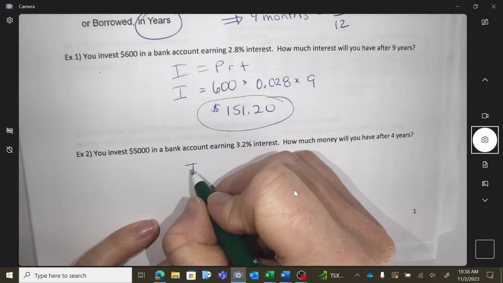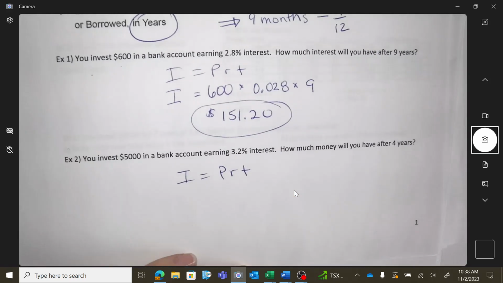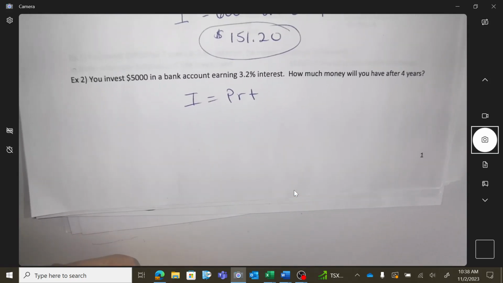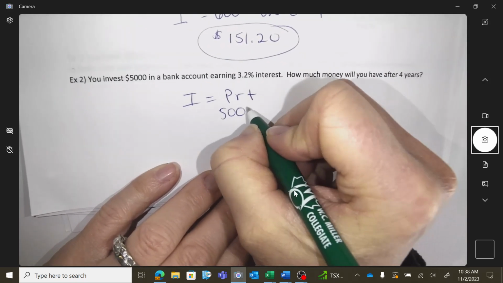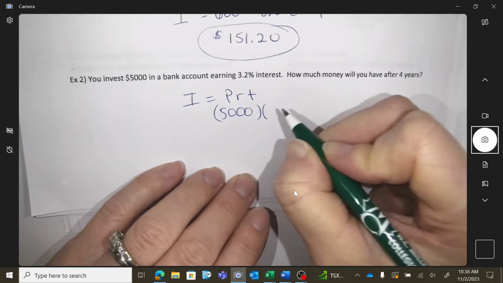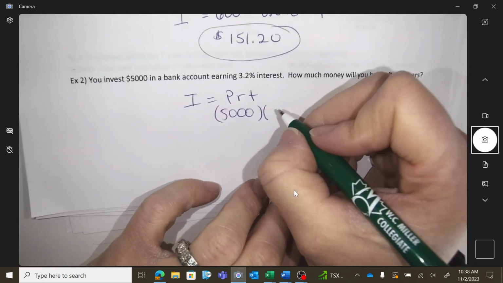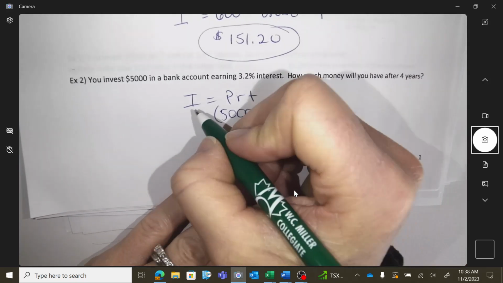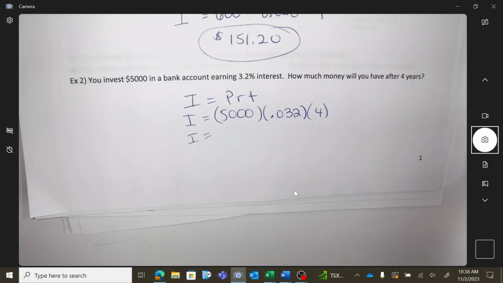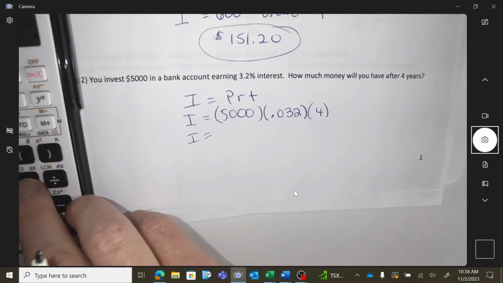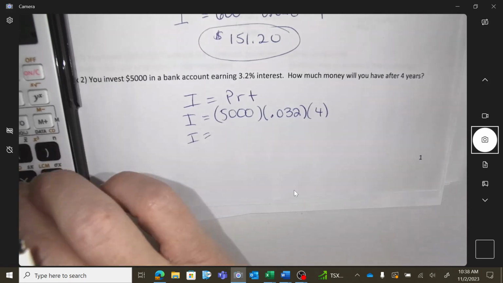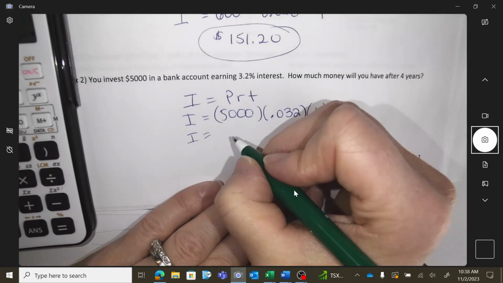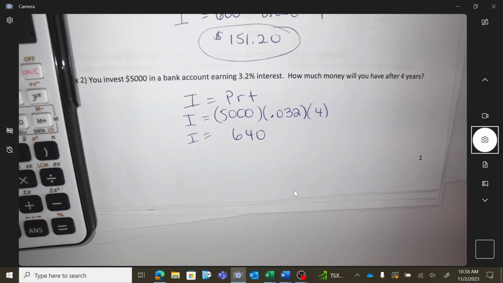Okay, number 2. Interest equals PRT. You invest $5,000. The rate is 3.2%, so decimal. 4 years. Means you're going to get $640. But that's not this answer.